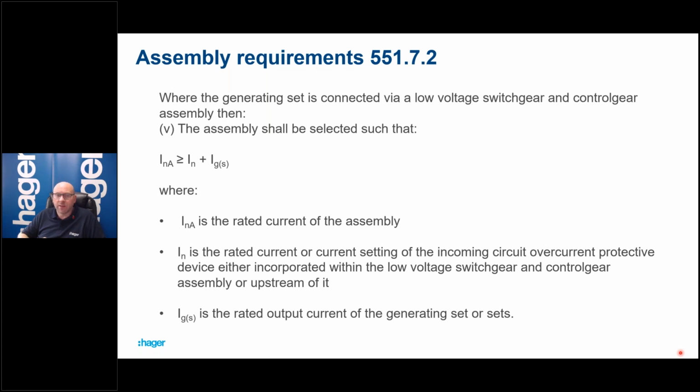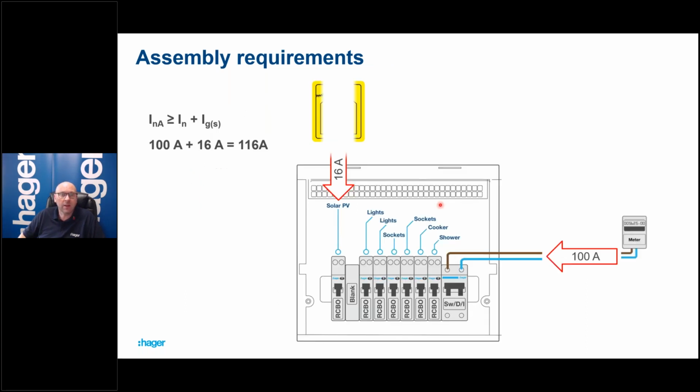plus any generators that are connected. Okay, so if you had a solar PV inverter that was connected and it was capable of delivering 16 amps, your INA rating of the consumer unit would need to be 100 amps if it was a 100 amp cutout fuse, plus the generator 16 amps. We would need an INA rating of 116 amps. Okay, so it's a little image here to try and understand what we're talking about. We've got the 100 amp supply plus a 16 amp supply. What do we do about it?